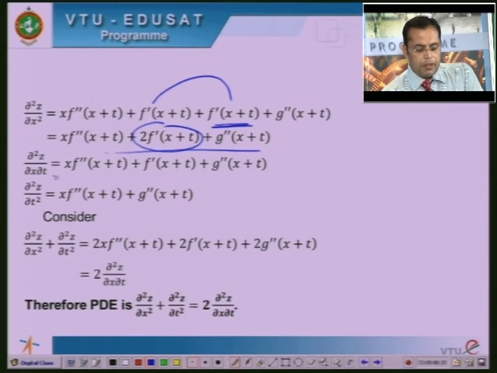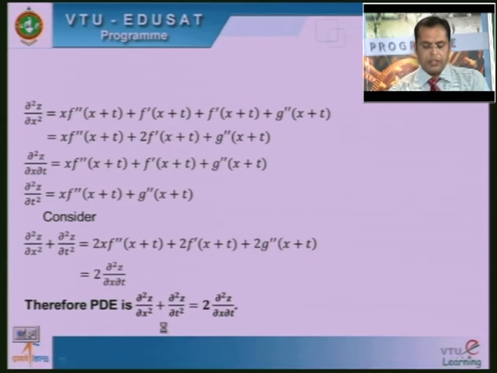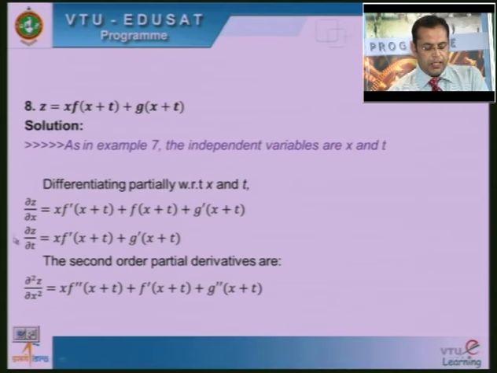Then ∂²z/∂x∂t, which is obtained by differentiating ∂z/∂t with respect to x. How to do that? Go to the expression for ∂z/∂t here and differentiate that partially with respect to x. So, first term requires product rule, x f''(x+t) plus f'(x+t) into 1 plus g''(x+t).